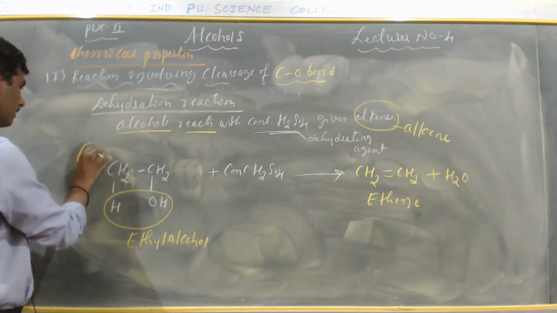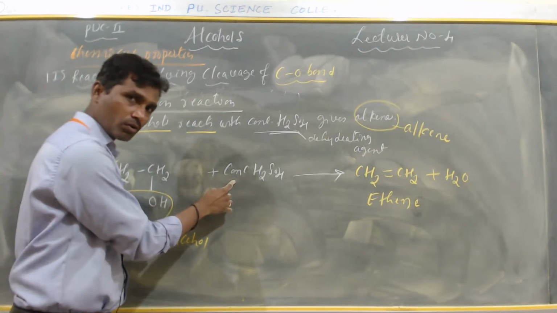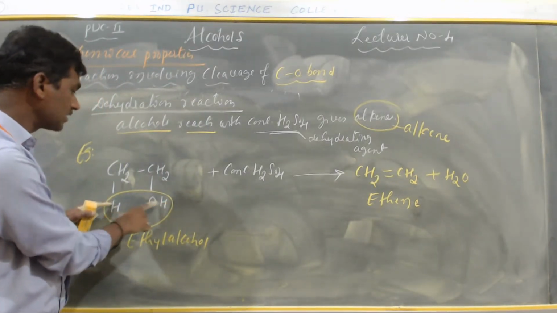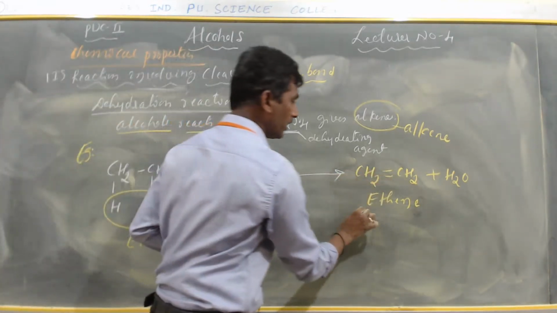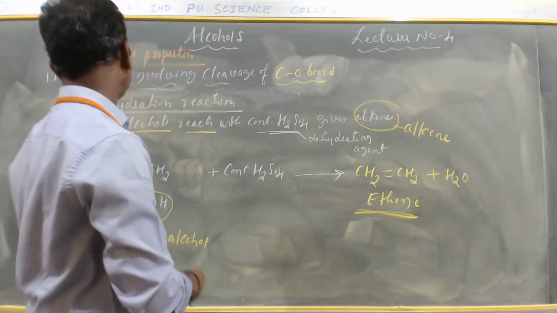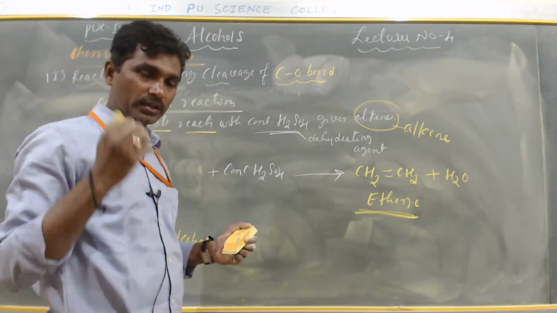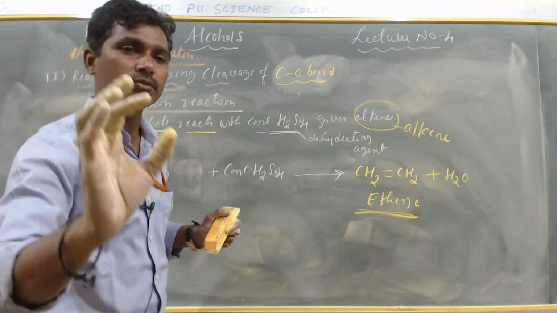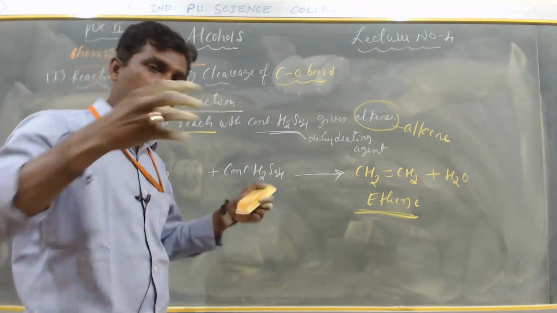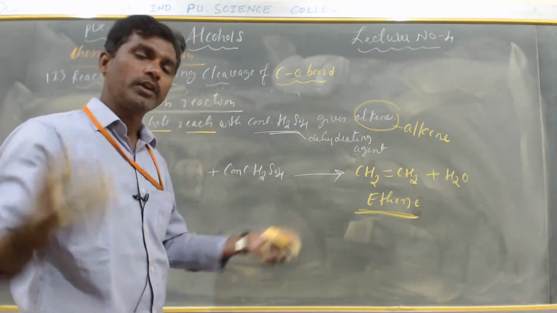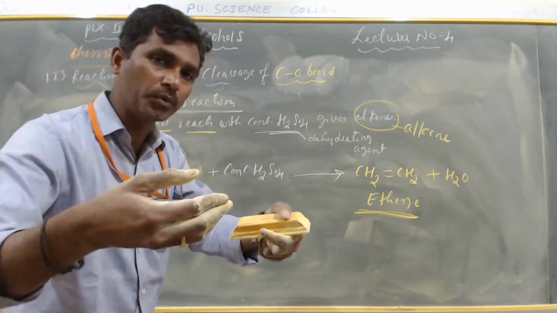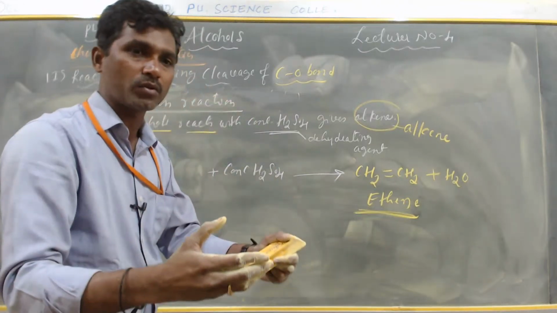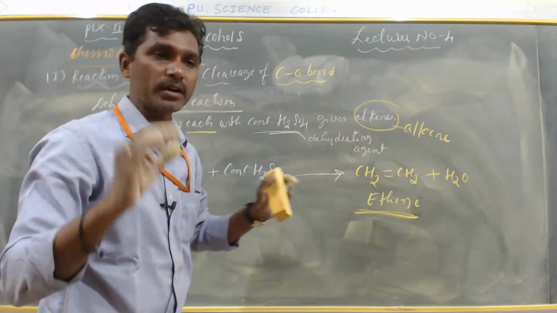Example: ethyl alcohol is heated with concentrated sulfuric acid. It eliminates a water molecule, and by elimination of this H and OH, the single bond becomes a double bond. It gives ethene. This is the dehydration reaction. You take any alcohol, when it reacts with concentrated sulfuric acid, it gives alkene. Ethyl alcohol gives ethene, propyl alcohol gives propene, butyl alcohol gives butene. So any alcohol, when it reacts with concentrated sulfuric acid, eliminates a water molecule and gives the product alkene.